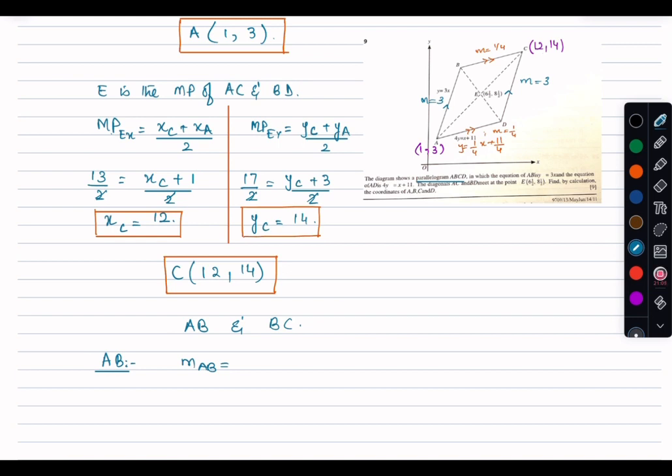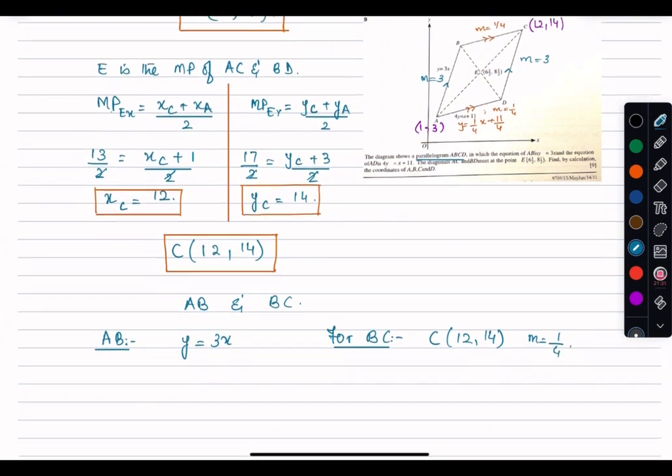In fact, for the line AB, I have the line equation, which is y equals 3x. For BC, I can make the line equation, and I can say that for the line equation, the C coordinates are 12 and 14, and the gradient is 1 by 4.